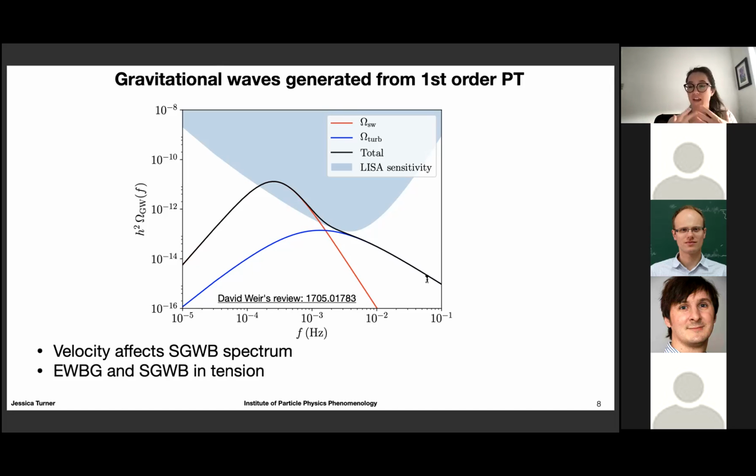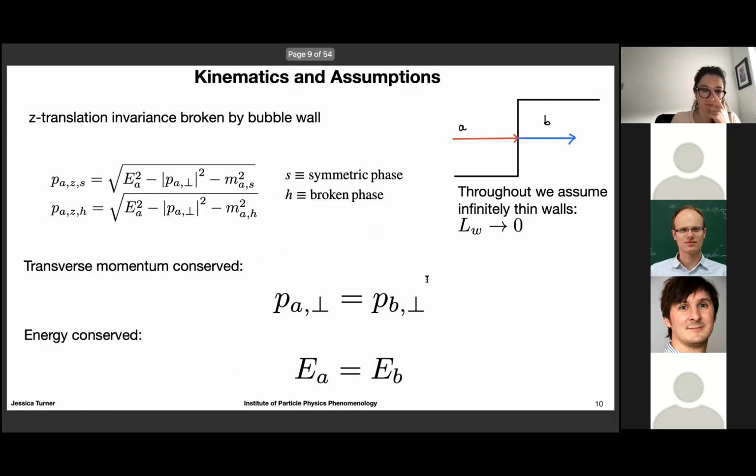So just to summarize, the motivation for first order electroweak phase transitions is the generation of a number of interesting cosmic relics we want to explain. Secondly, the bubble wall velocity affects not only the efficiency of electroweak baryogenesis, it also affects the stochastic gravitational wave background, which may be measured in the coming years by LISA. So that's why it's of interest to calculate this property of the bubbles.